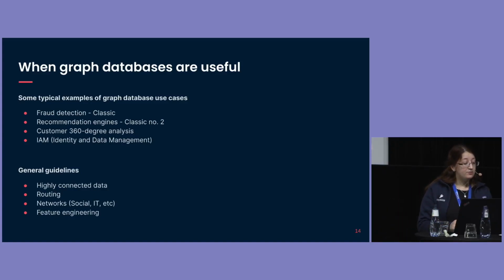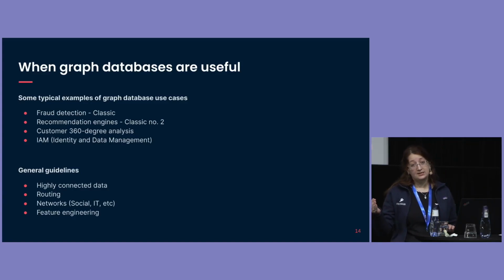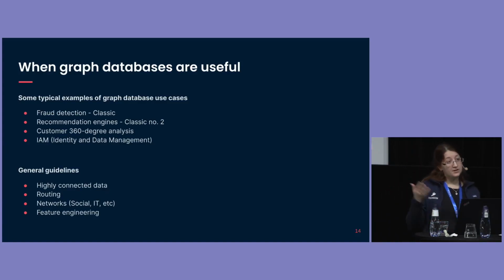And another example would be identity and data management tools. There are a lot of complicated systems that require a lot of access levels, and not just blanket level 1, level 2 accesses, but with nuance. So you could have the highest access in one part of your system, but have only basic access in another. Graph databases could help you with that.